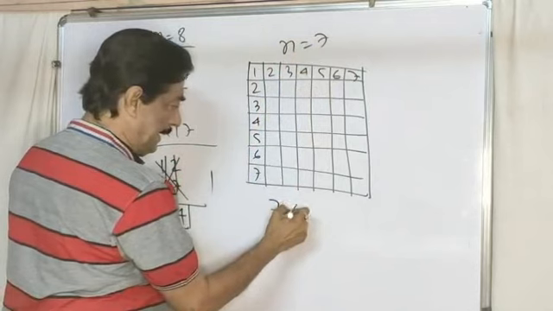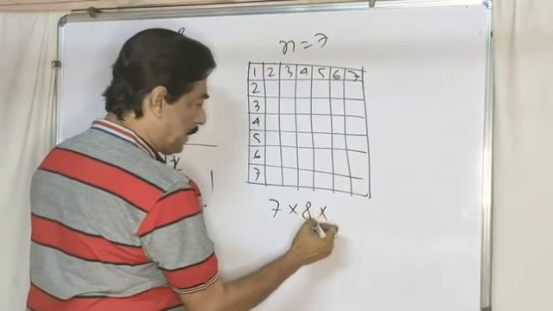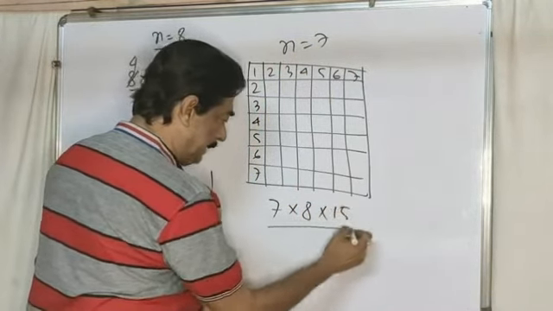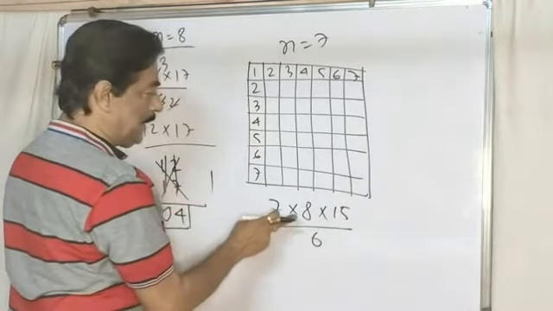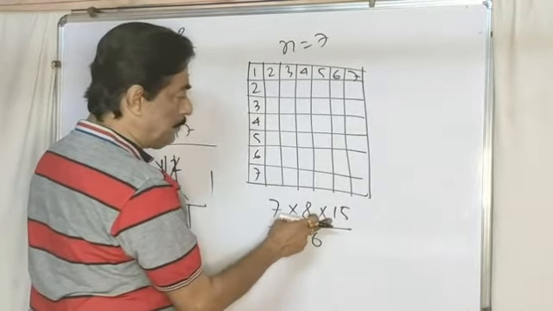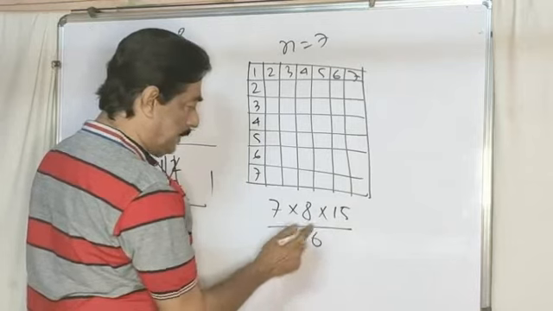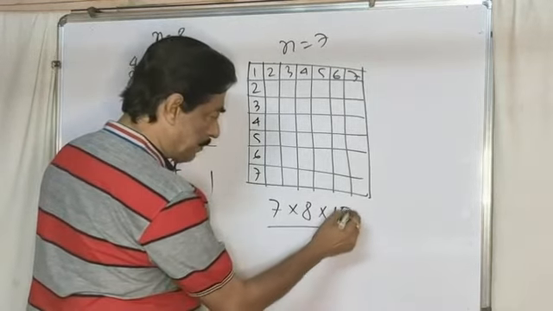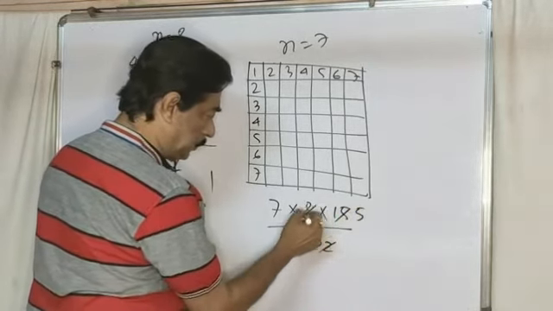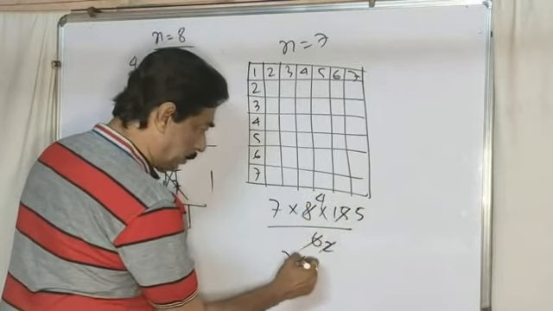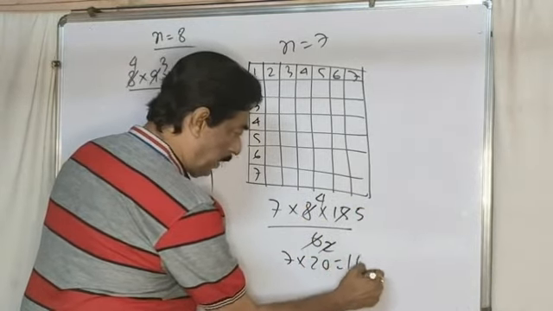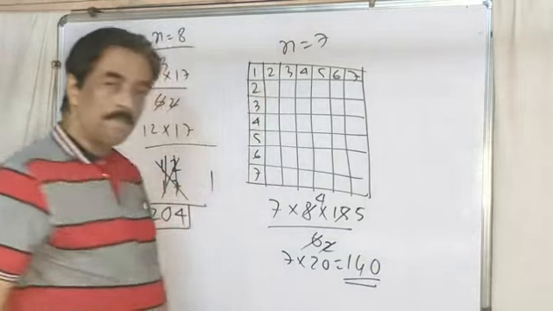n into n plus 1, 8. 2n plus 1, 15, by 6. 2 into n means 14, plus 1, 15, by 6. So 3 twos are 6, 5 is 2, 4. So 7 into 20, 140 is the number of squares inside the figure.